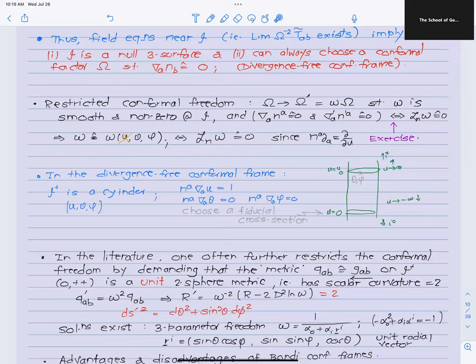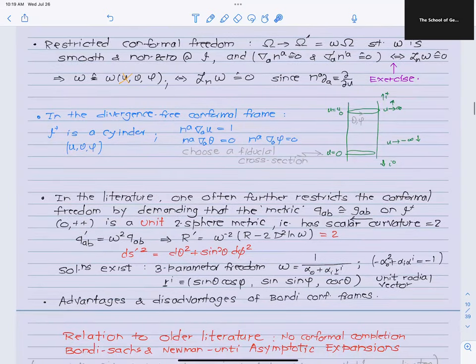So we still have conformal freedom left, which is really omega goes to little omega, which is smooth, a function only of theta and phi, times capital omega at scri. That's the freedom that I have up here. So in the divergence-free conformal frame, scri is just a cylinder. Theta and phi go like that, and u goes up and down the cylinder. And this is just a fiducial cross-section that I've chosen. You can choose some other fiducial cross-section, and you'll get another affine parameter u along scri here.